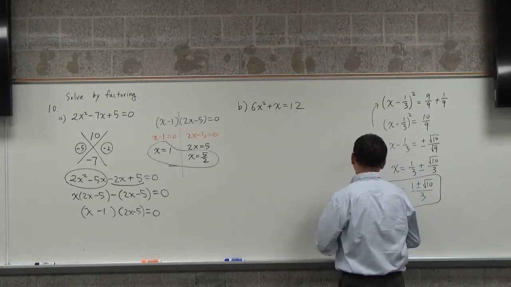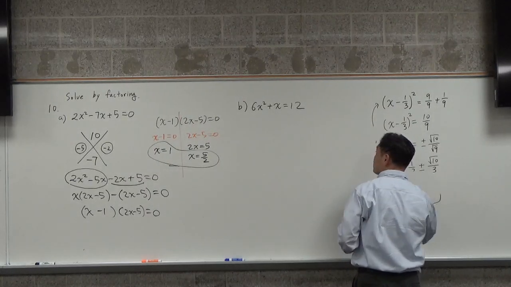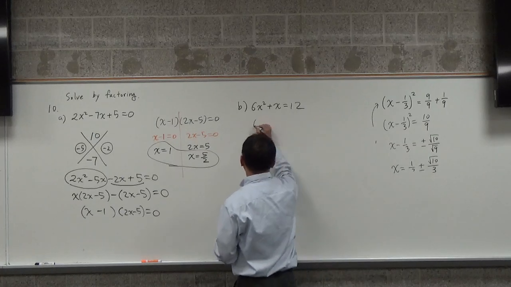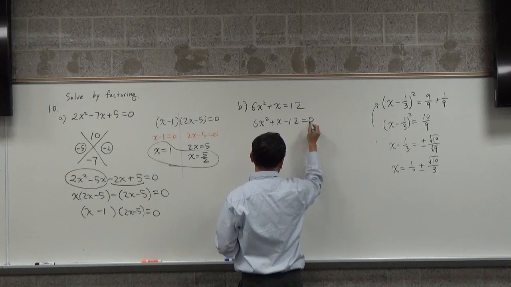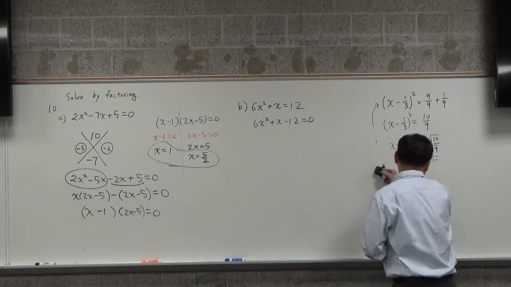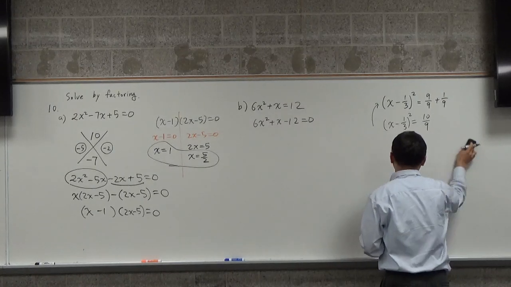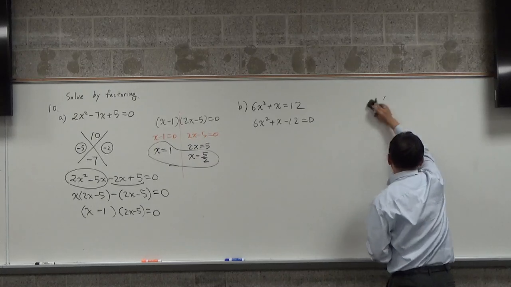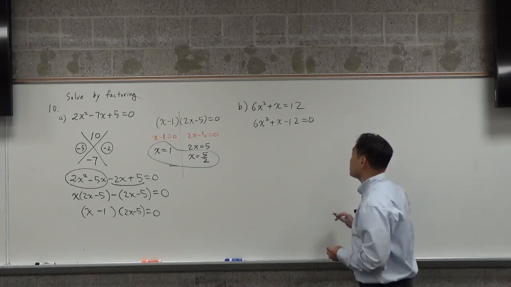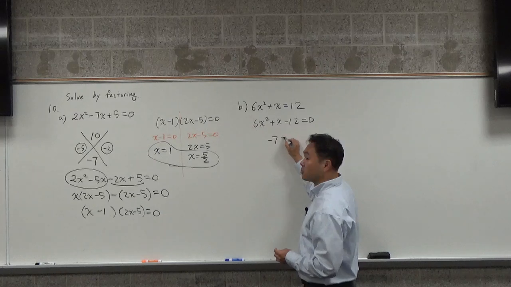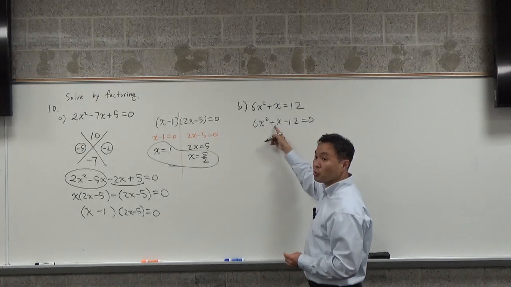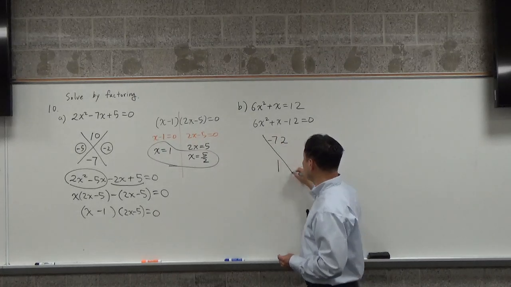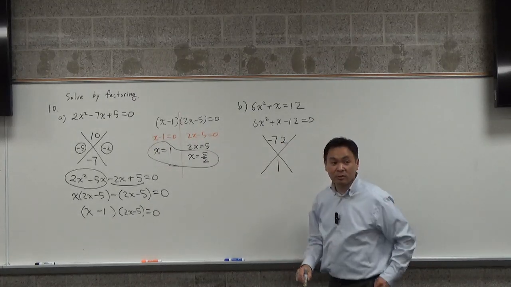For the second question, you have to first move the 12 to the left side. And again, you have to do the AC method. What is 6 times 12? Does anyone know? 6 times 12 is? 72. Good. So you get negative 72 as A times C. And then the middle number is 1, so you put 1 here.